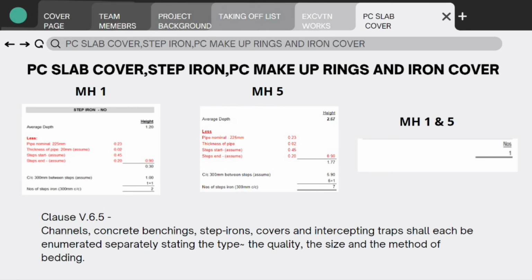Next is step iron, PC slab cover, PC makeup ring and iron cover. All of these items shall be given in accordance with clause V.6.5. Channels, concrete benching, step iron, covers and intercepting traps shall each be given enumerated separately, stating the type, the quality, size and method of bedding. For MH1, step iron is in 2 numbers, PC slab cover is in 1 number, PC makeup ring is in 1 number and iron cover is also in 1 number. For MH5, step iron is in 7 numbers, PC slab cover is in 1 number, PC makeup ring is in 1 number and iron cover is also in 1 number.